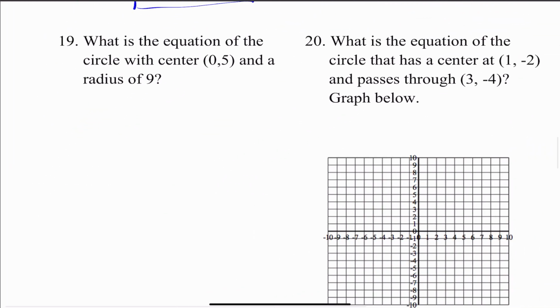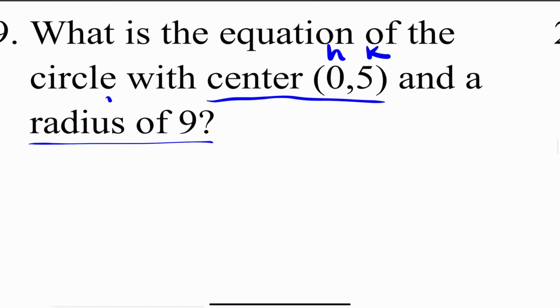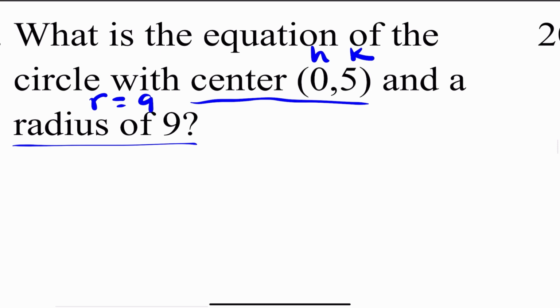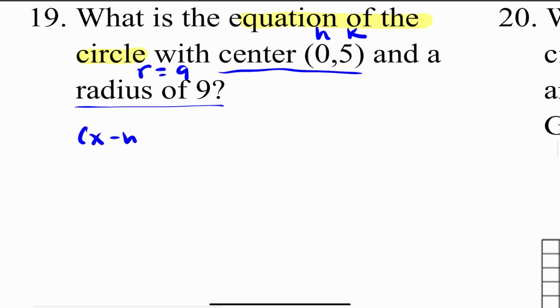Number 19, what is the equation of the circle with center (0, 5) and a radius of 9? Okay, so when you're dealing with the center, always write h, k, because h, k is going to be your center, non-negotiable. And then the radius of 9, that means that r is equal to 9. Remember, the equation of the circle: it's x minus h, the quantity squared, plus y minus k, the quantity squared, equals r squared.